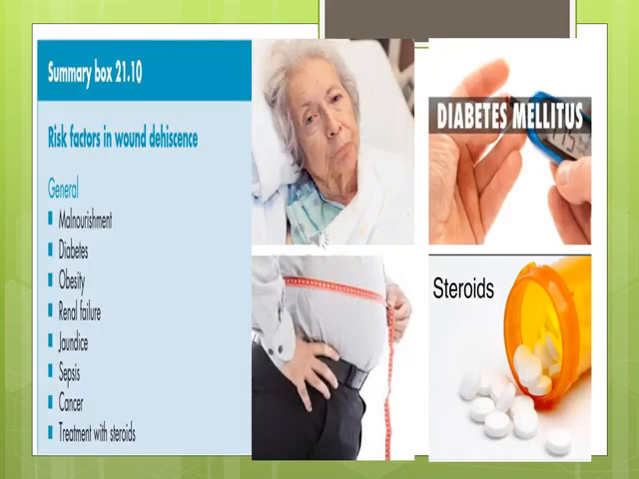Dear student, this box shows the general risk factors for wound dehiscence. It includes malnourishment, diabetes mellitus, obesity, renal failure, jaundice, sepsis, cancer, malignancy, and treatment with steroids. These factors will increase the chance of getting wound dehiscence and wound complications.